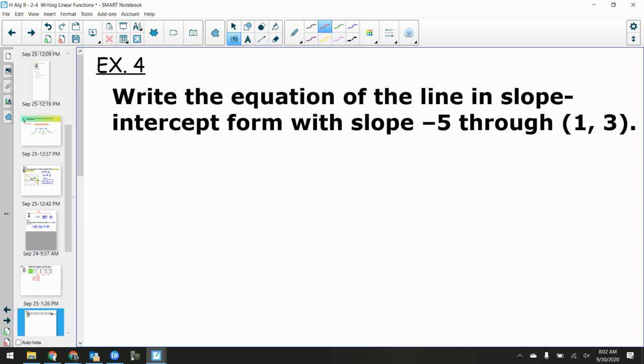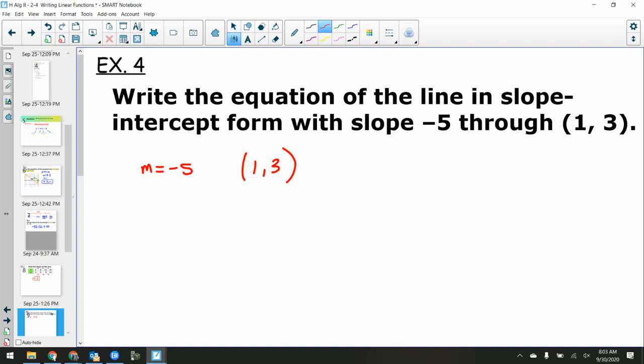All right, write the equation of a line in slope-intercept form through point 1, 3, slope negative 5. Okay, so here's where it starts to get a little bit more fun, a little bit more difficult. I'm given the slope though, which is awesome because that's one of the harder pieces to find. I'm given the slope to be negative 5 and the point to be 1, 3.